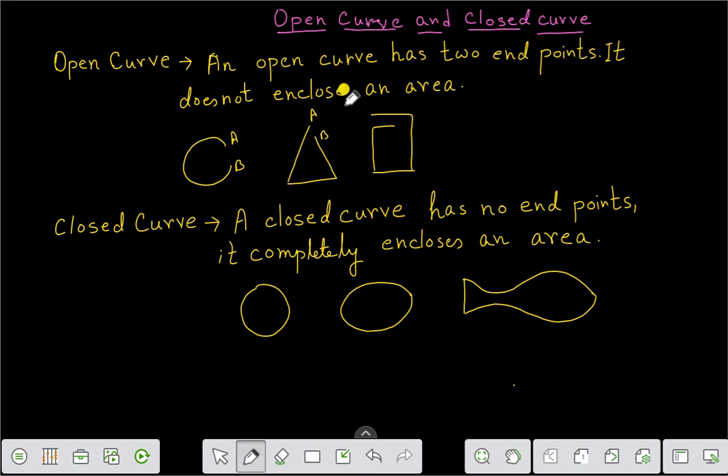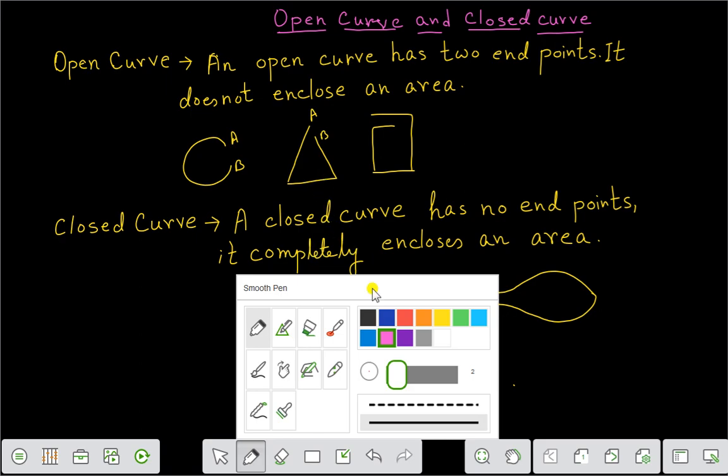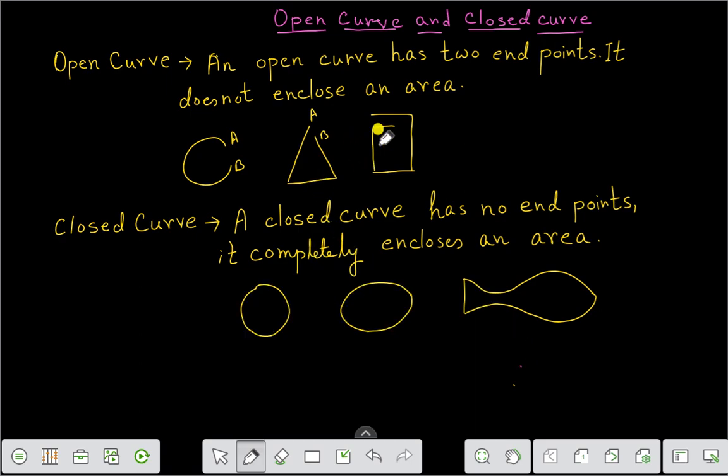It is also an open curve. Here also see this figure, right? And you see that this is an open figure because there are two endpoints, A and B. This is point A and this is point B. Therefore, it is an open curve.